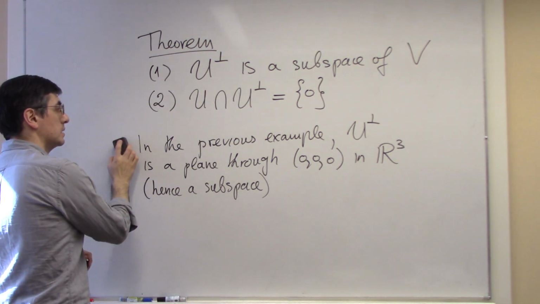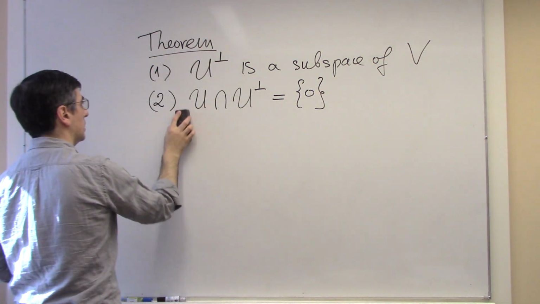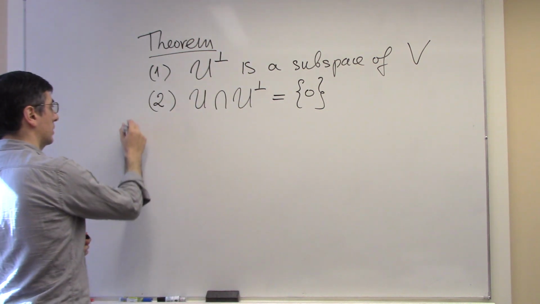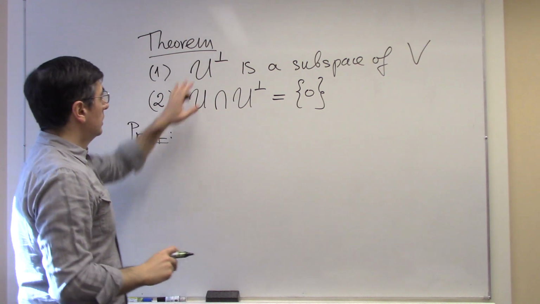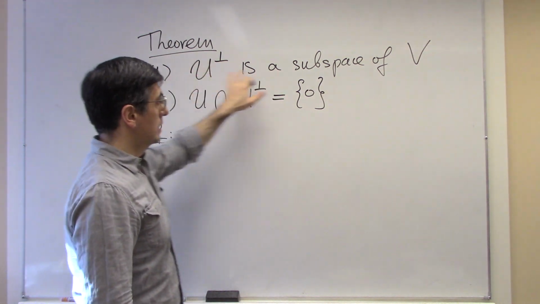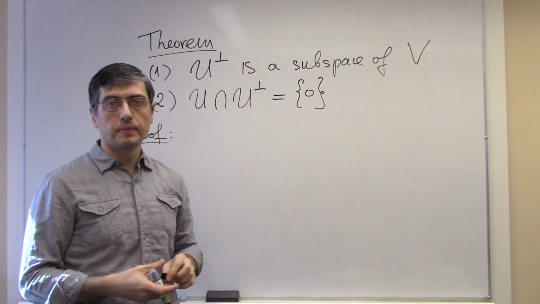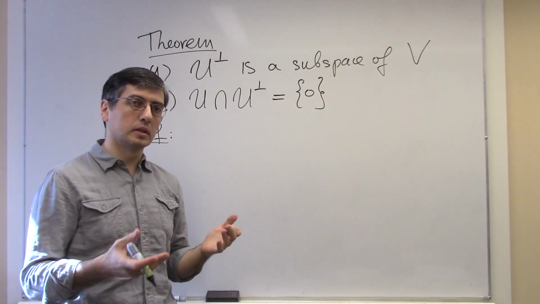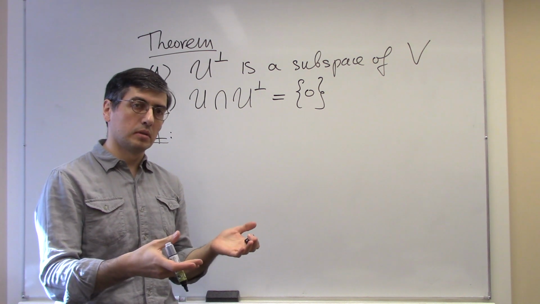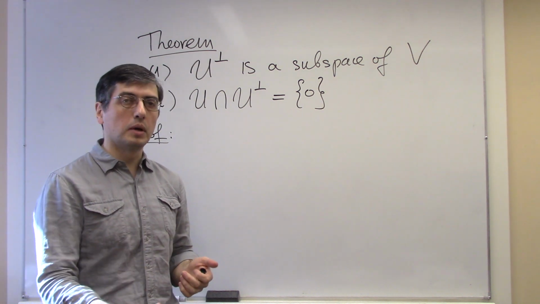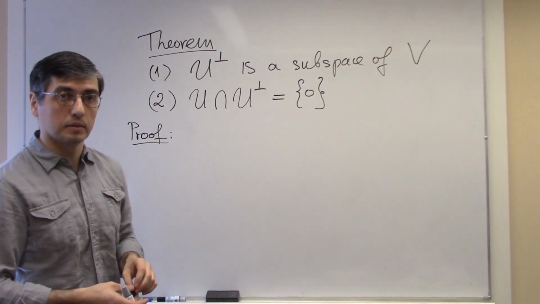So I will erase this remark. Okay, proof. Well, let's think about what this statement means. For a subset to be a subspace, two properties have to hold. The sum of two vectors in that subspace should be in the same subset, and the scalar multiple of a vector in that subset also should be in the same subset, right?